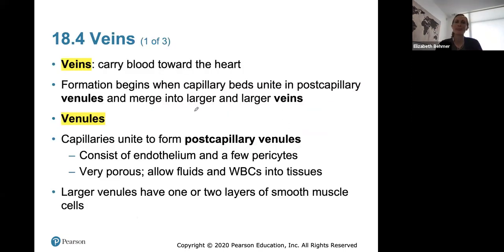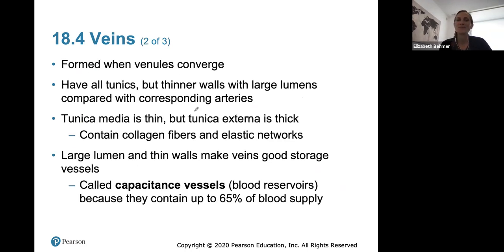Then on the other side of capillaries, we have veins, where the veins will carry the blood back toward the heart. They will form from the capillary beds when they unite in postcapillary venules, which are the smallest veins, and then merge into larger and larger veins. So capillaries will unite to form these postcapillary venules. Larger venules have 1 or 2 layers of smooth muscle. Veins then will be formed when venules converge.